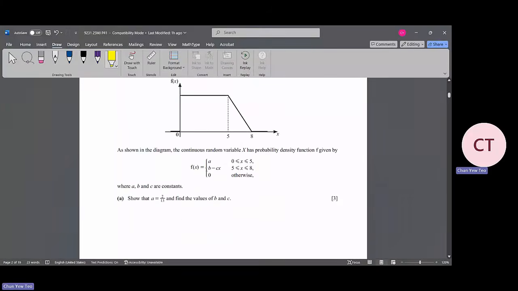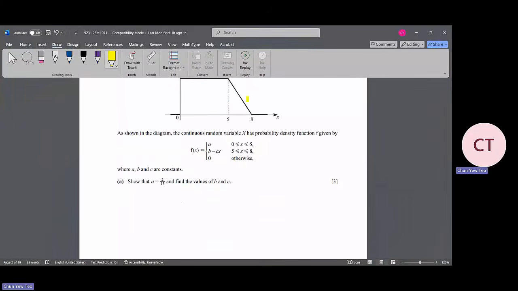We have a diagram that shows a continuous random variable X with the PDF given by the following piecewise function. A, B, and C are constants. We want to show that A is equal to 2 over 13, and after that find the values of B and C. What you need to know is that the total area will be 1.